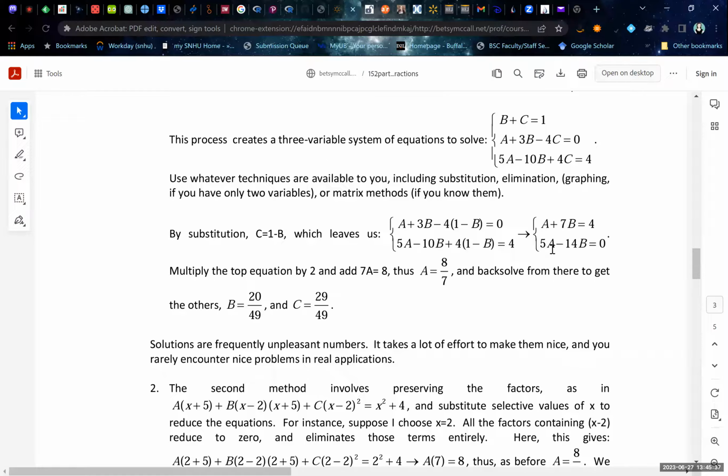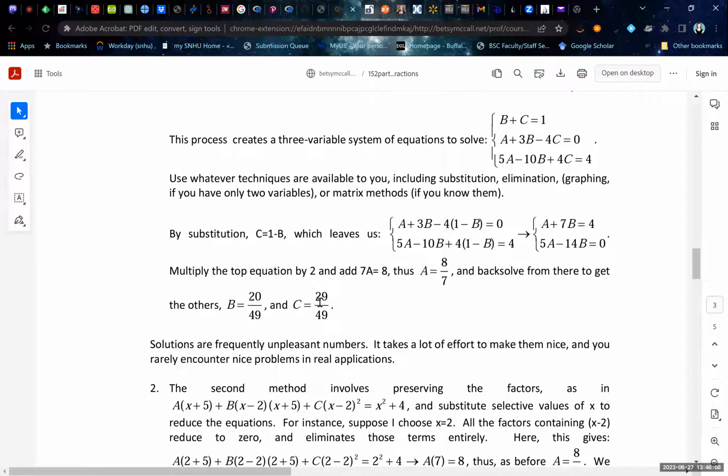At this point, what I did was I used elimination at the second step. I multiplied the top equation by 2, and then that allowed the b's to cancel, and that gave me 7a equal to 8. And so I got a equal to 8 over 7, and then I plugged a into one of these equations to get b, and then I plugged my b into one of these equations in order to get c.